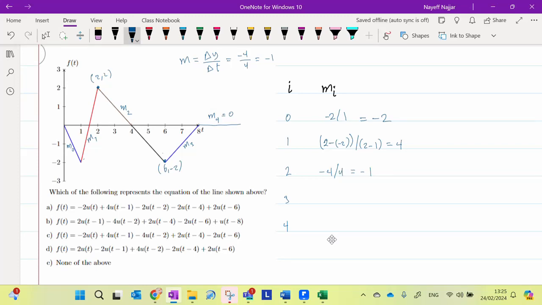And for m3, m3 is the slope of this line. This is going to be 0 minus -2, which is 2 over 8 minus 6, which is 2. So this is equal to 1.